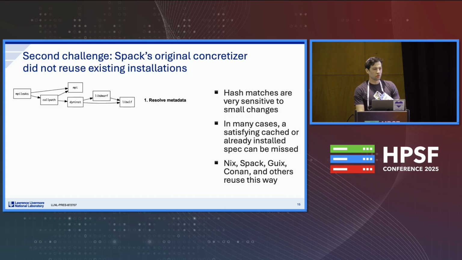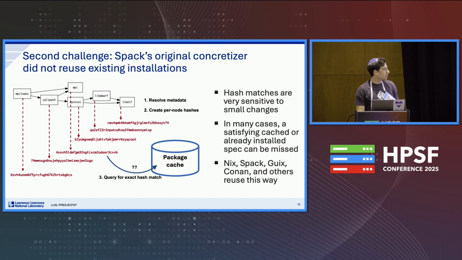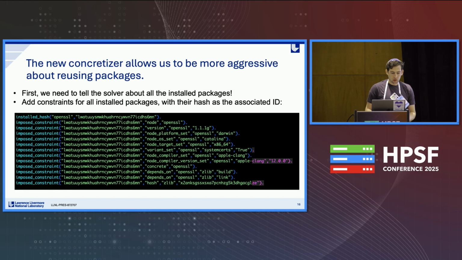Challenge 2 was reusing the existing installations better. So with the old concretizer, you'd concretize your program, you'd get the hash for everything, and then you'd check either a cache or your existing installations for whether they exist, and you'd reuse it if they existed. And that was fine, but really, if you installed HDF5 earlier today, you probably want to use that one again, regardless of whether it's the default concretization. So the new concretizer allows us to be more aggressive with this.